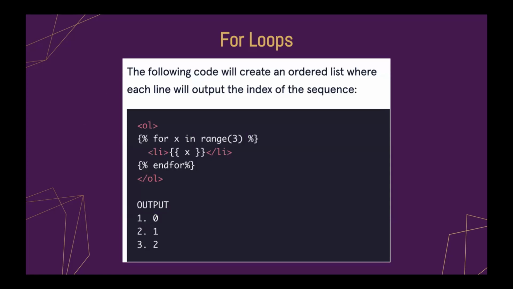Yeah, so the simplest thing that we can do, and I think is very clear, is that we can create an ordered list. So the OL stands for ordered list, where each line will output the index of the sequence. So I'm saying for X in range 3, print out X inside of an ordered list. And it would look like this. And this 1, 2, 3 is for the ordered list. 0, 1, 2 is printed because of the for statement, the for loop, basically. And just like if statements, you have to close the block as well.